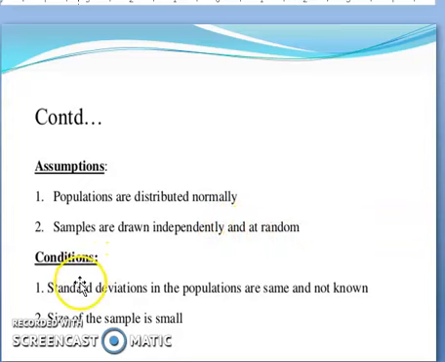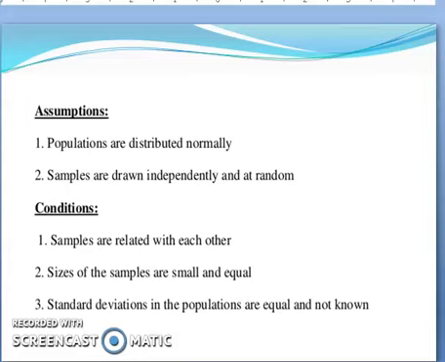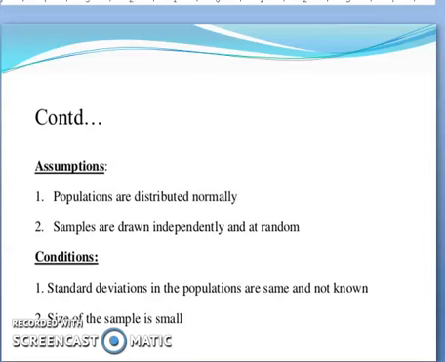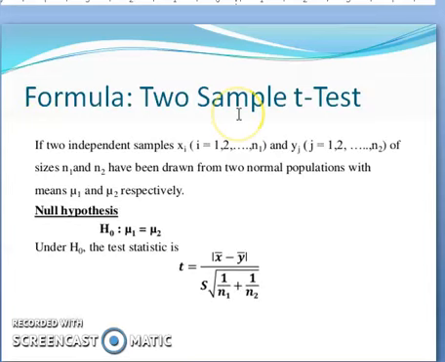The conditions: the standard deviations in the populations are the same and not known, and the size of the samples is small. Then the formula of the two sample t-test.